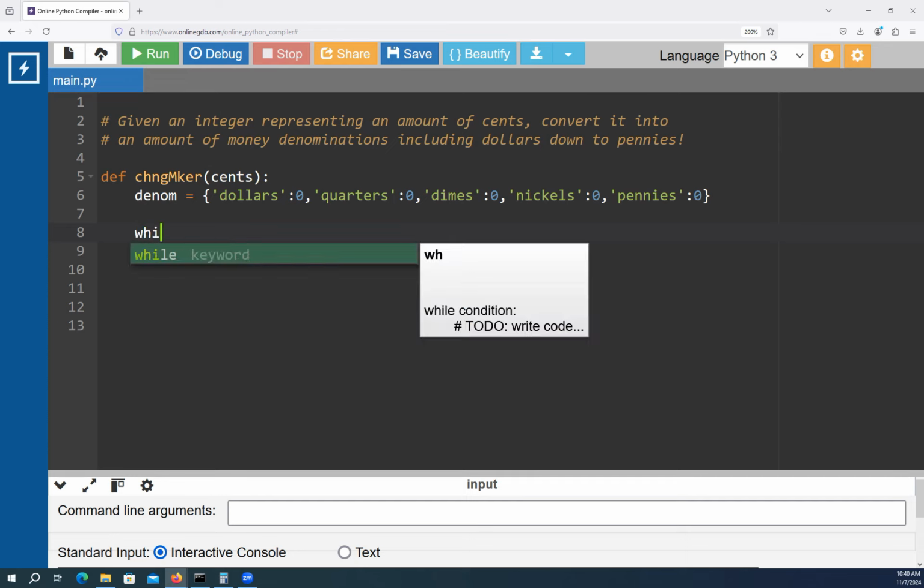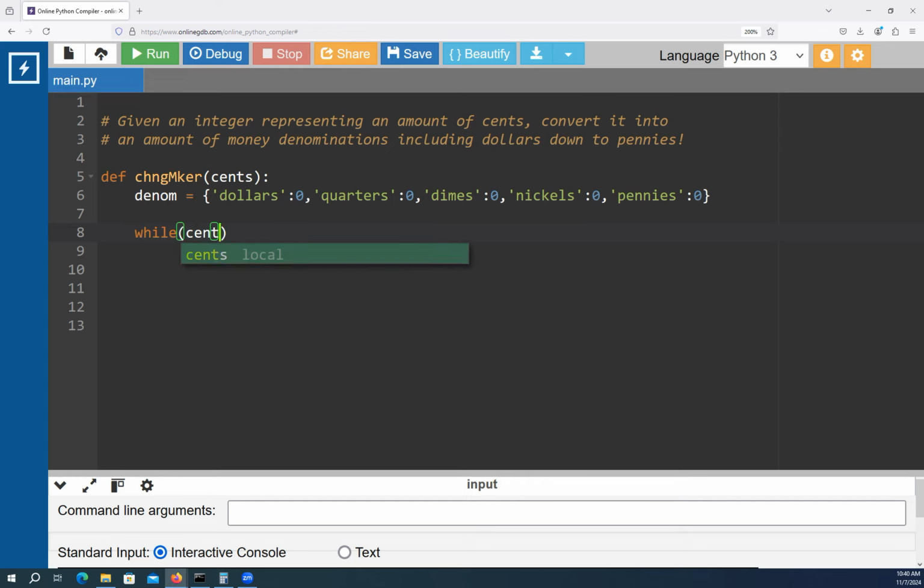So I'm going to start my loop. And you can listen to the typing ASMR. Absolutely. And I don't need parentheses. It's Python, optional. What I'm going to do is my condition is going to be while the number of cents is greater than 0, because in this loop I'm going to decrement the amount of cents as I grab amounts of cents from it.